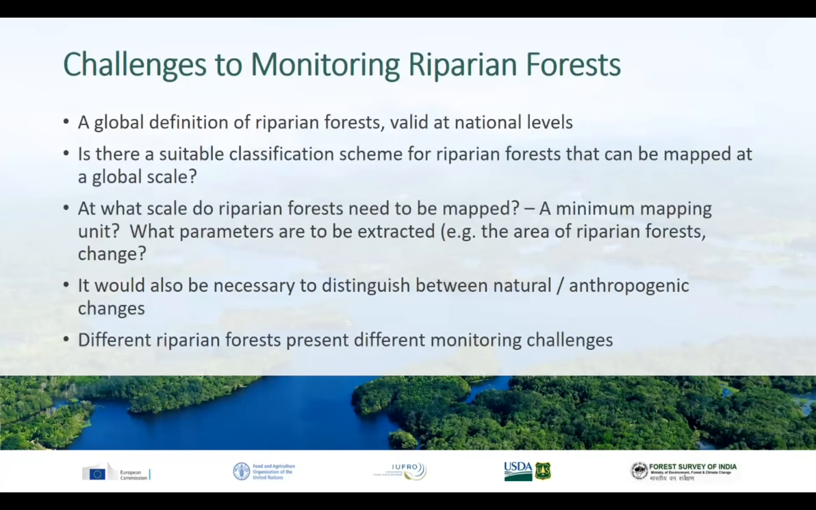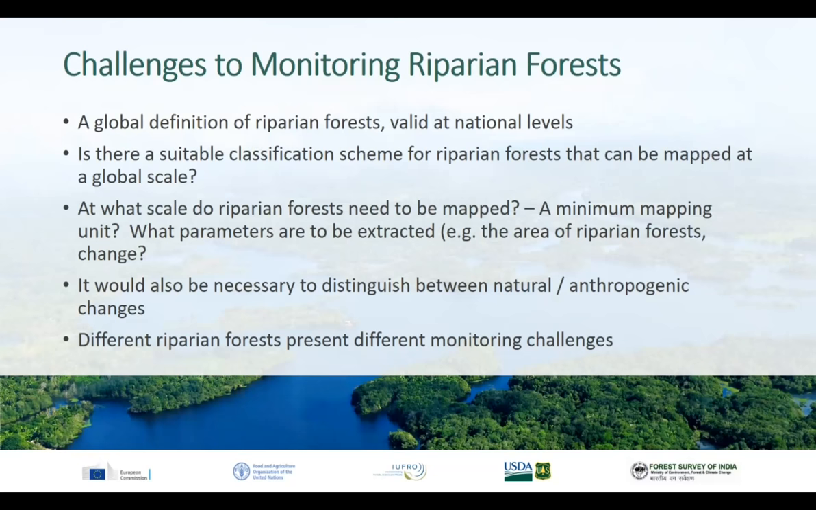So what are the challenges? Well, there really is a need for a definition of riparian forests at the global level, but which can be linked to national definitions, such as the FAO have carried out with their Forest Resource Assessment Program. Can we develop a suitable classification scheme for riparian forests? And what are the parameters that we wish to extract? The scale, the minimum mapping unit, and the measures. Can we distinguish between natural and anthropogenic changes?